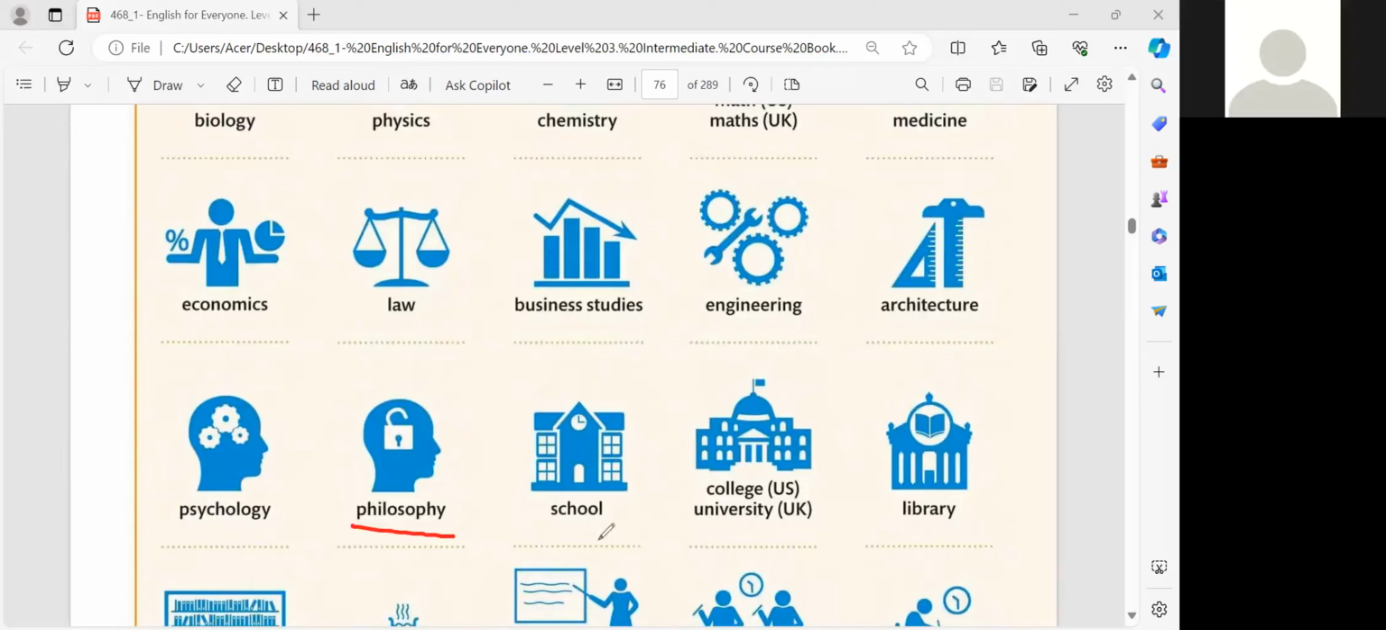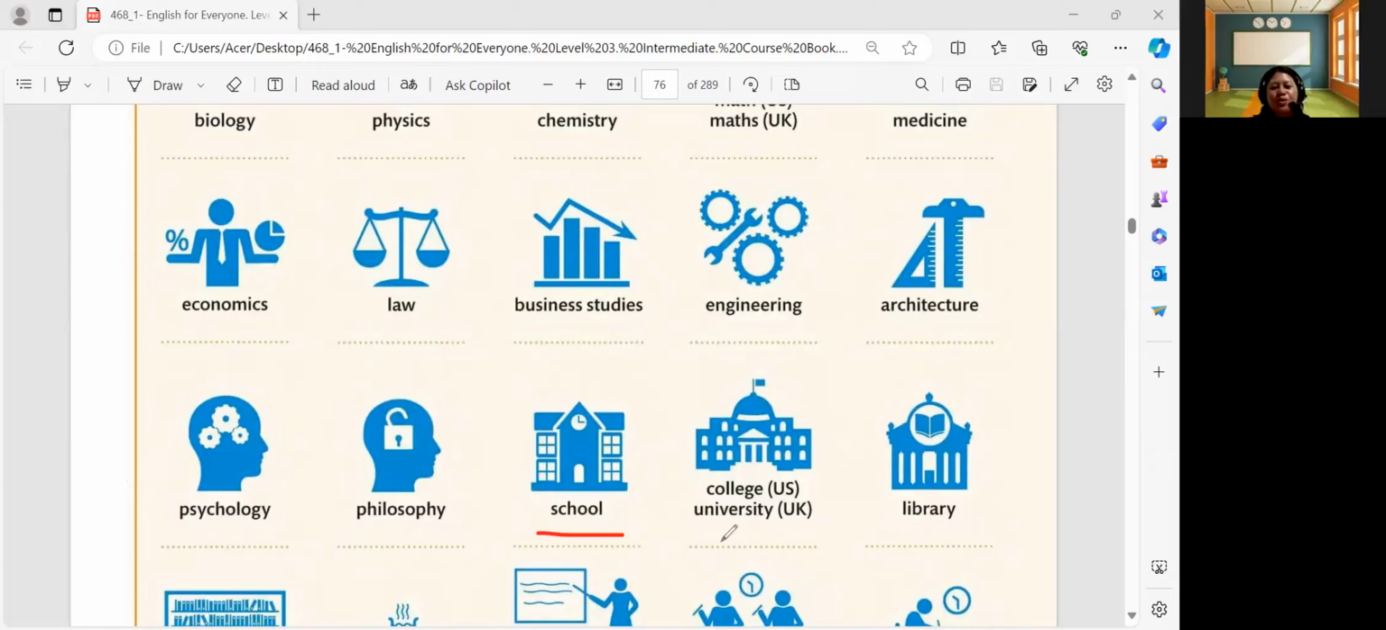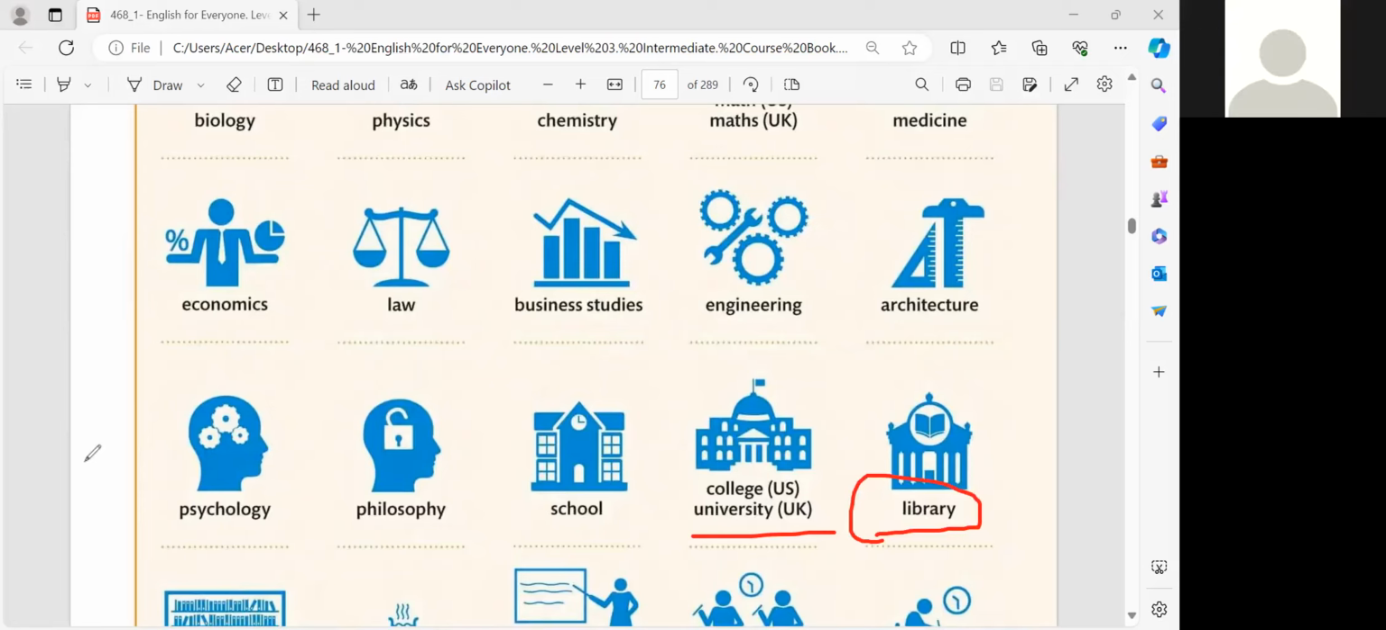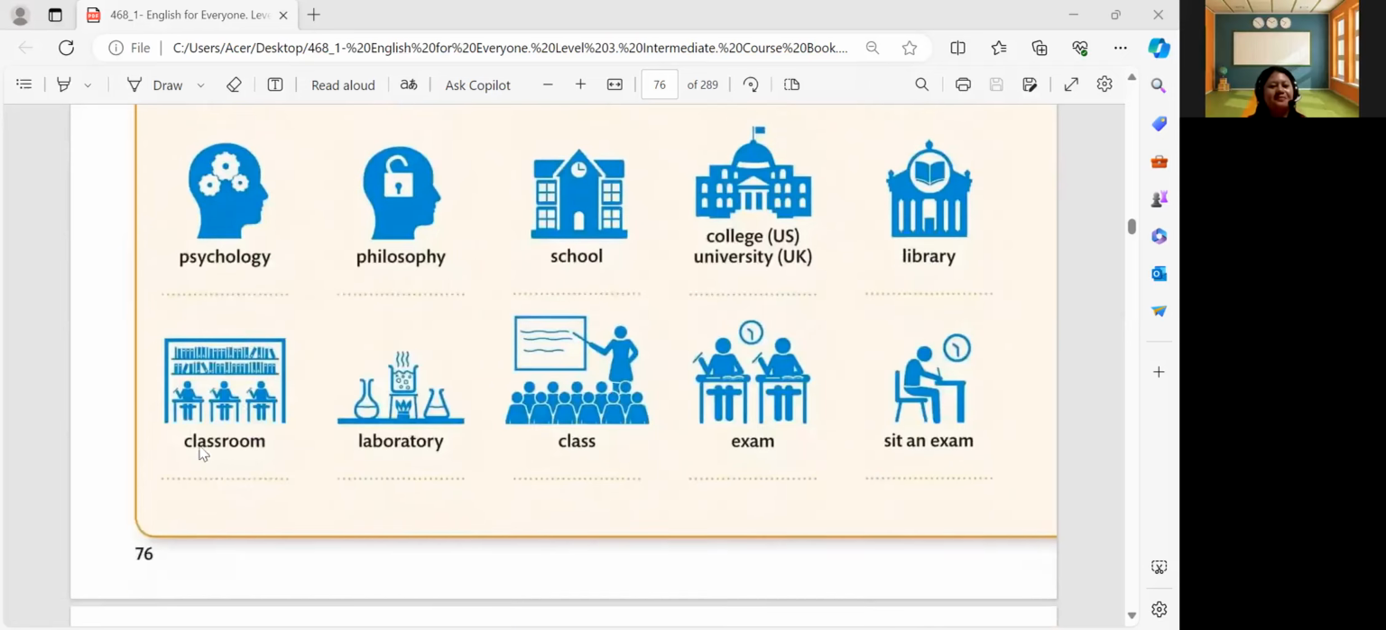Philosophy. Very good. This one. School. College or university. How about this one? A library. Okay, how about below? Classroom. Laboratory. Class. How about this? Exam. And this one. Sit an exam.